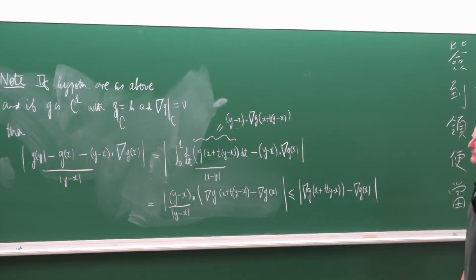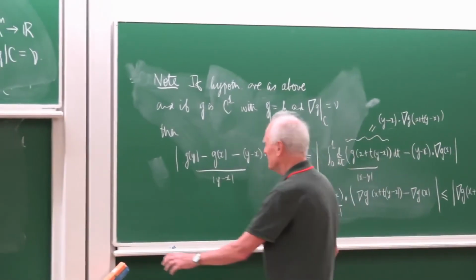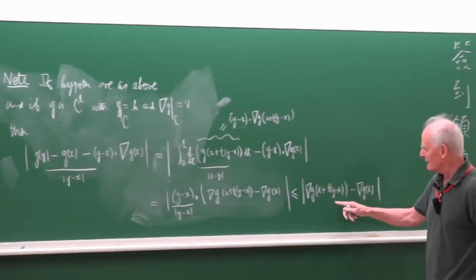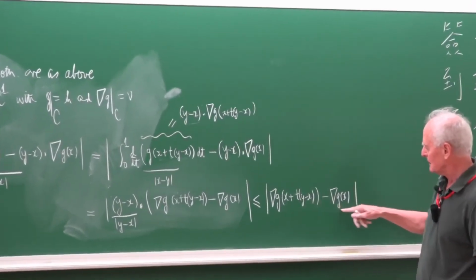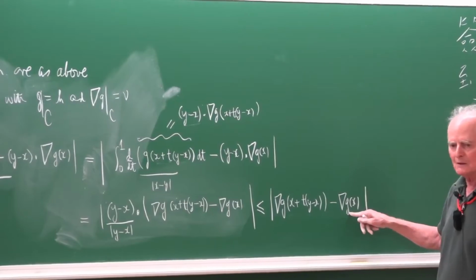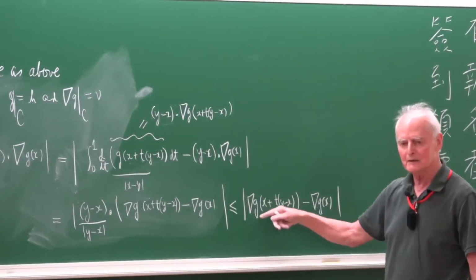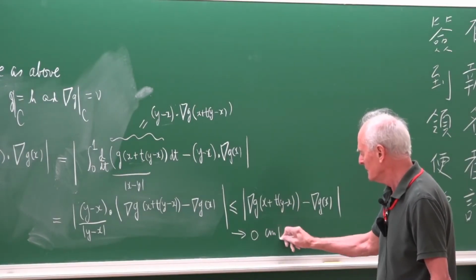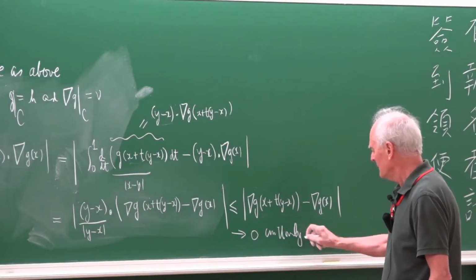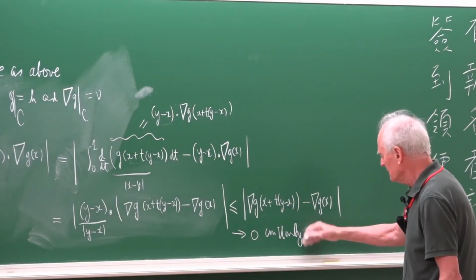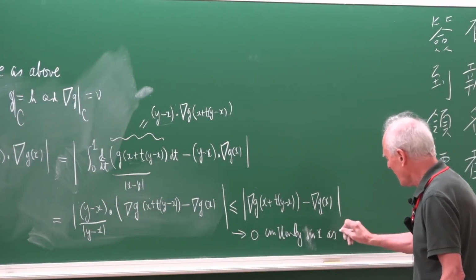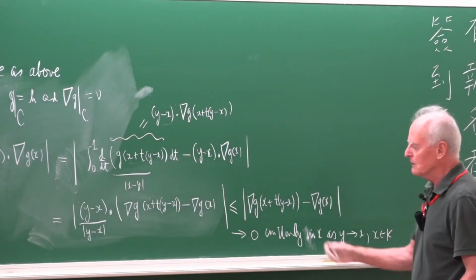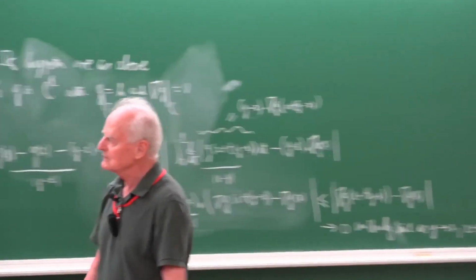And you see that then that's the point. Notice that this clearly tends uniformly to 0 because it's just the continuity of g. So this tends to 0 uniformly in x as y tends to x, for x in a compact subset of K. So this condition is just the natural one.